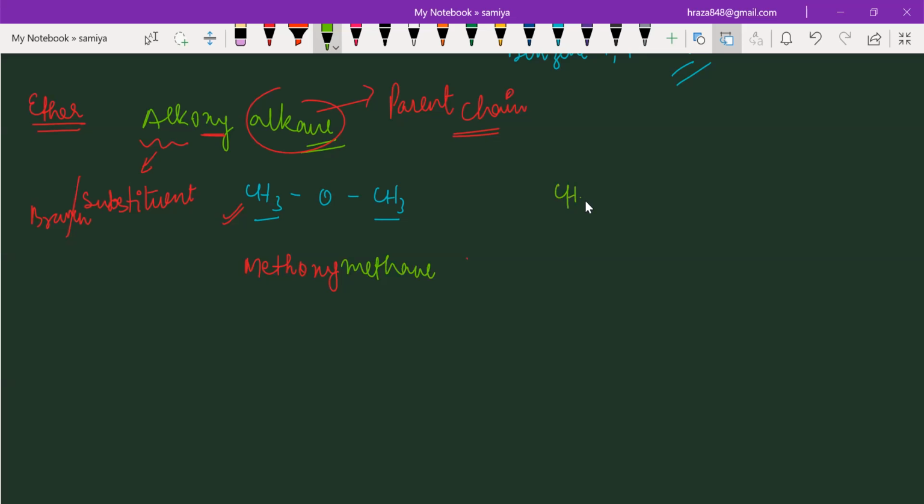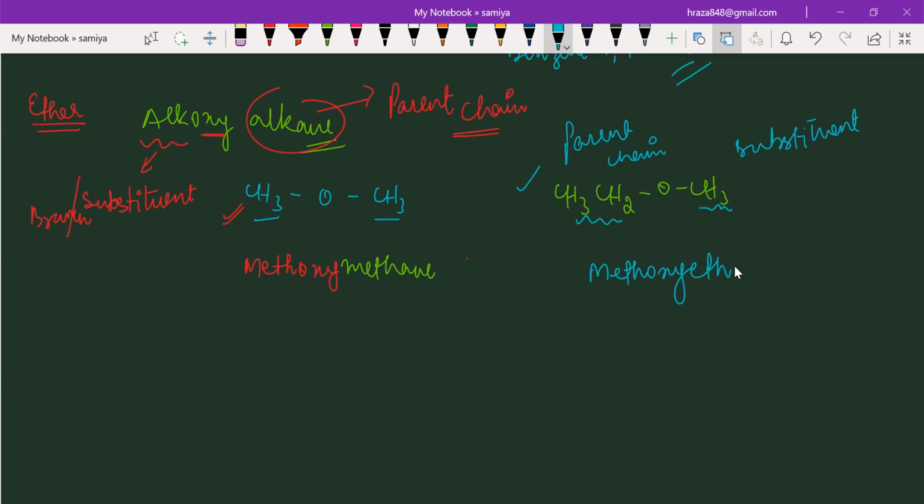Now see, if we have CH3CH2 and this is OCH3, you can see that this side has two carbons and this side has one carbon. That means this will be treated as the substituent and this will be treated as the parent chain. So for the substituent, how many carbons? One carbon, meth, methoxy, and this is two carbons, eth, and singly bonded, so it will be ethane. Is that clear to everyone?